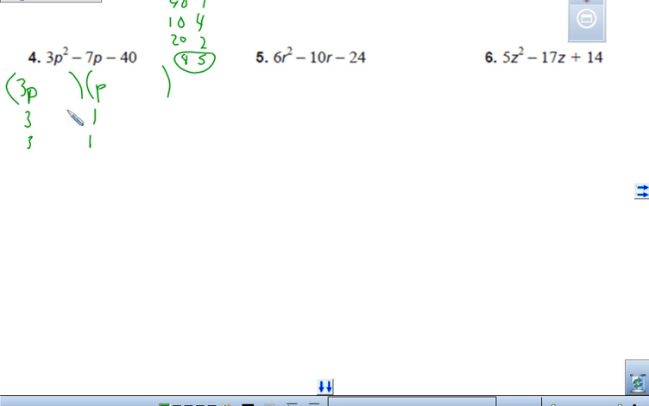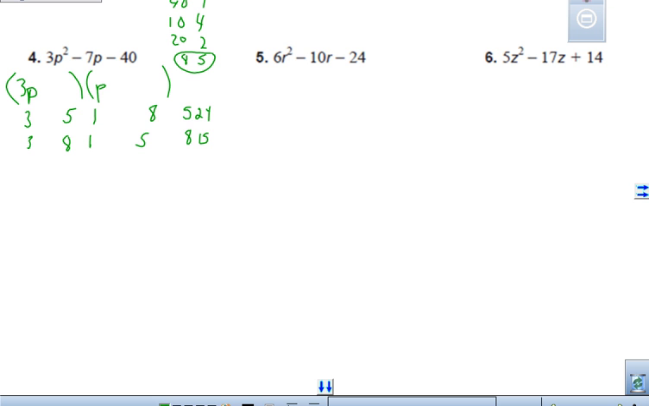So I'm going to try the 5 and the 8 and then switch the order, 8 and 5. So we're looking at insides of 5, outsides of 24. So adding and subtracting, there's no way that 5 and 24 are going to make 7. Let's try our second pair, 8 and 15. Oh, we can subtract to get a negative 7.